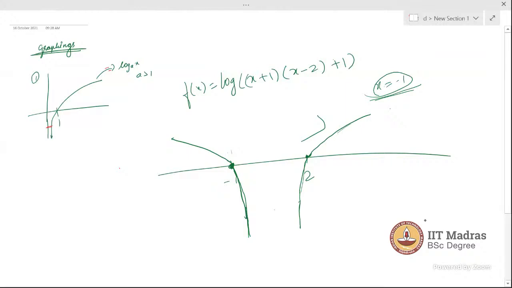Okay, so I hope you understood this. Whenever you get a question like this, just make the graph for these factors. Just make the graph as you know. And yes, sorry, that log function will pass through the 2 and minus 1. So that will pass through this.